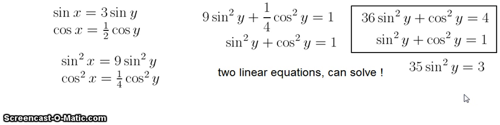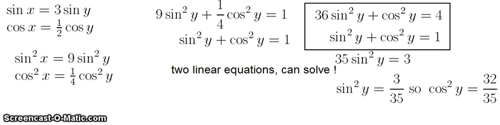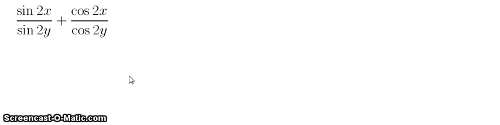So that means that 35 times the sine squared of y is 3 when you subtract, and of course that means sine squared of y is 3/35, and so cosine squared of y is 1 minus that, it's 32/35. So how does that help me with the original problem? You may remember that this was all about trying to find the value of sine 2x over sine 2y plus cosine 2x over cosine 2y.